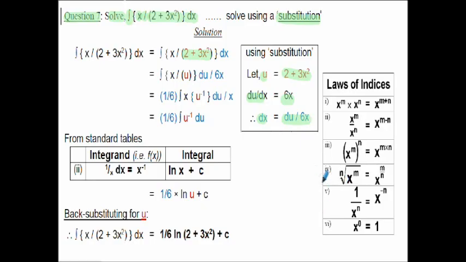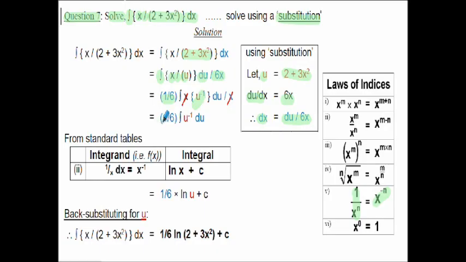If we now substitute for the bracket and the dx in the original expression, we now have the integral of x divided by u with respect to u divided by 6x. The next line is simplified by taking the 1 upon 6 outside of the integral, that's a constant. And notice that the x term on the top here will cancel with the x term on the bottom here. Notice I've brought the u from the bottom line to the top line and made it u to the negative 1, as we find from our indices table.